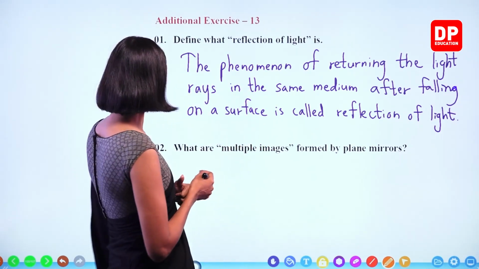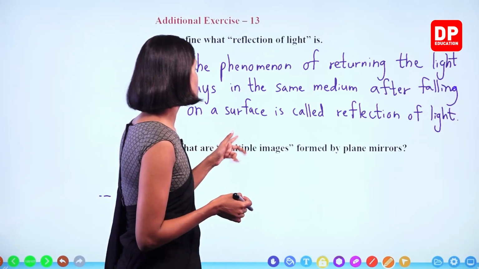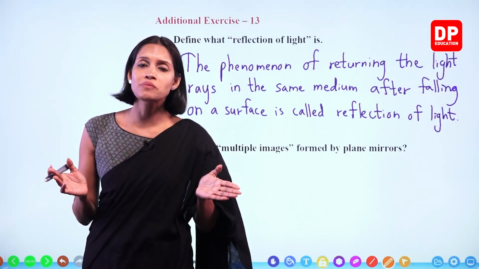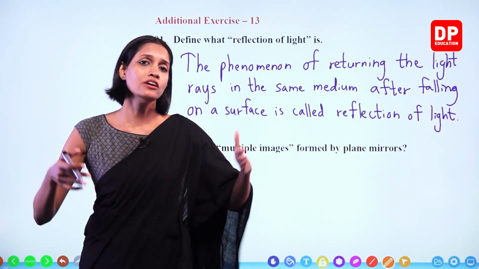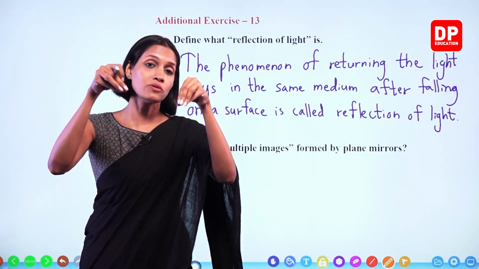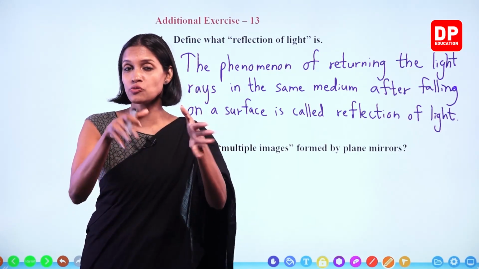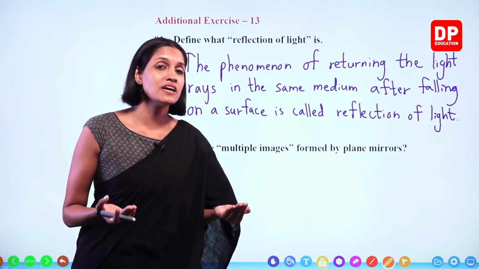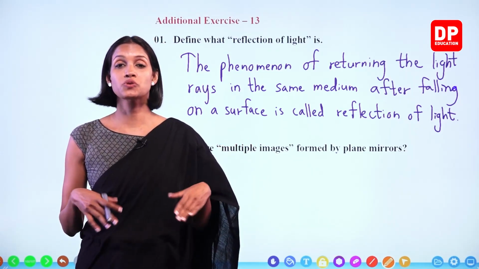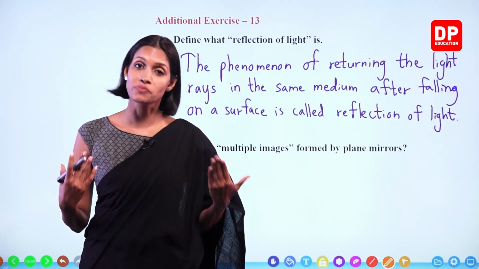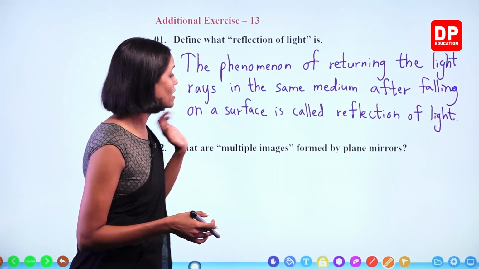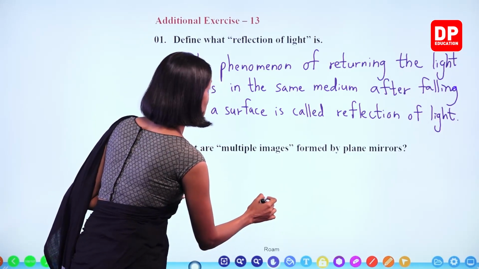Next one. What are multiple images formed by plane mirrors? What happens here when two plane mirrors are kept at an angle or parallel to each other? So after keeping it, we have to place an object in between the mirrors too. So when you place like that, what happens, children? More than one image are formed. So this is known as formation of multiple images, right? What are multiple images formed by plane mirrors? Let's write.